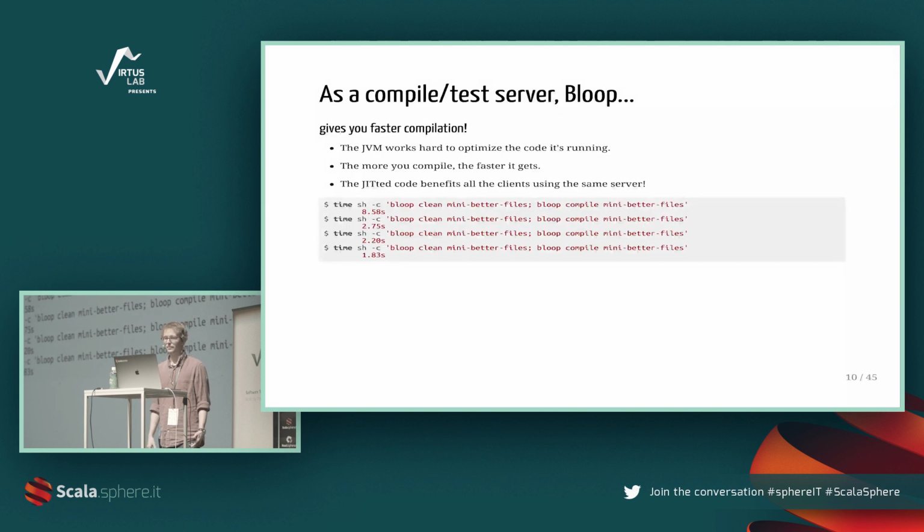So being a compile and test server, Bloop is able, thanks to sharing, to give you faster compilation. As you probably know, the JIT on the JVM, whenever you run code, is going to optimize it so that it becomes faster. So the more you compile with Bloop, the faster it's going to get, because you're going to reuse the compilers that you already used. I have here a few examples of compilation runs. You can see with Bloop that the first takes almost 9 seconds, and then the later ones are much faster thanks to the JIT.